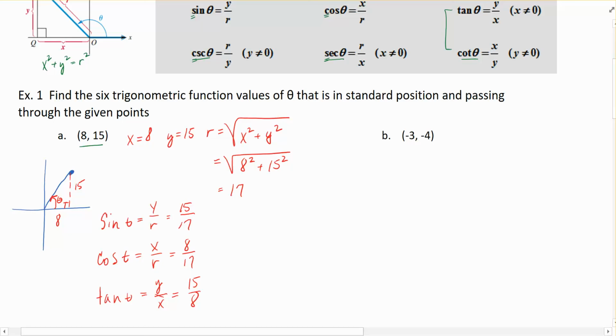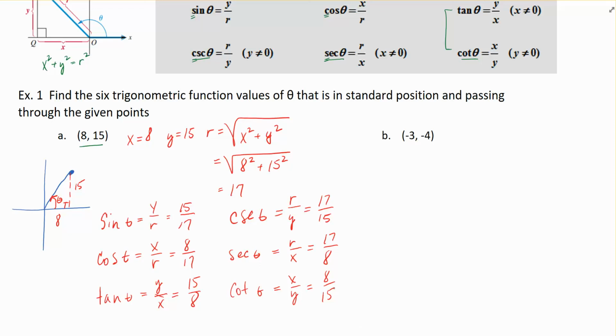So here I've got cosecant of theta, which is defined as r over y, so that would be 17 over 15. Secant theta is defined as r over x, or 17 over 8, and cotangent of theta is defined as x over y, or 8 over 15. So that's how we find out what those 6 trig function values are for a given point, 8, 15.